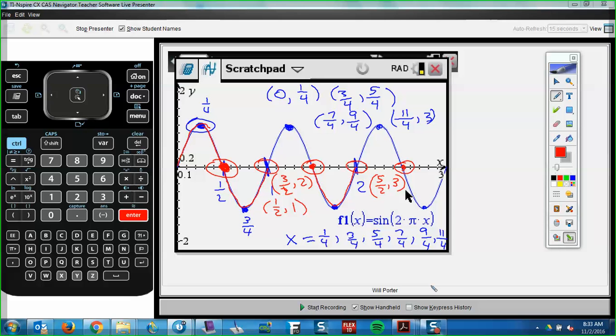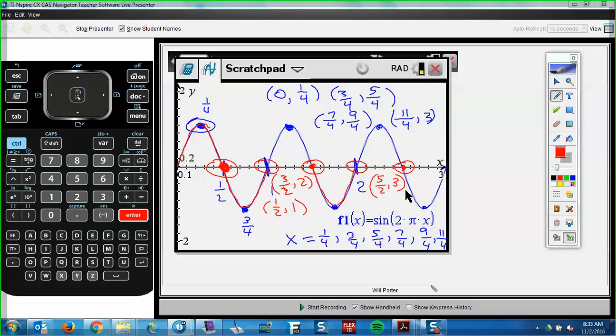Is the function periodic? What's its period? 1. It repeats. It starts here, goes through one whole cycle at 1, goes again at 1. We already knew that, but if you hadn't remembered that and just graphed it, you could trace and see where that was at.